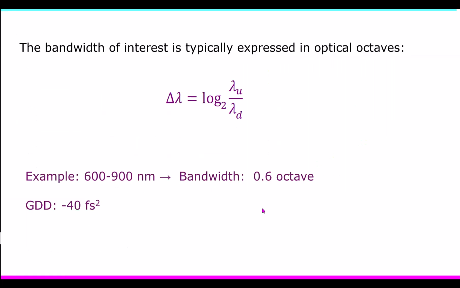As I said, dispersive mirror design challenges are typically broadband, and the bandwidth of interest is expressed typically in optical octaves. Today, I will solve a design task. Spectral range is 600-900. That corresponds to the bandwidth of 0.6 optical octave. And the group delay dispersion will be minus 40 femtosecond square.